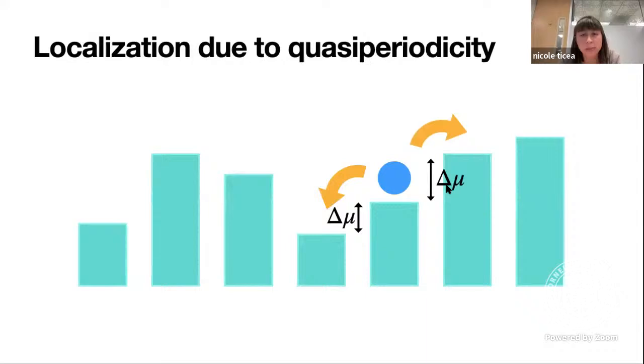Traditionally people think about these detunings as being due to randomness, but they can also equally validly be produced deterministically, without randomness, such as with a quasi-periodic potential.